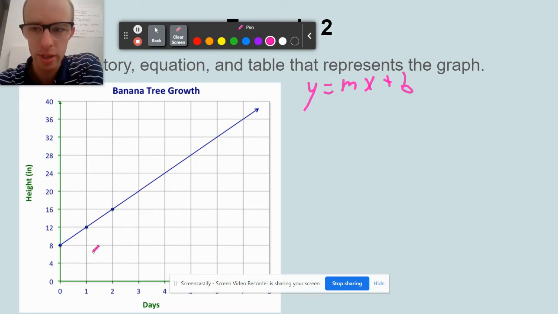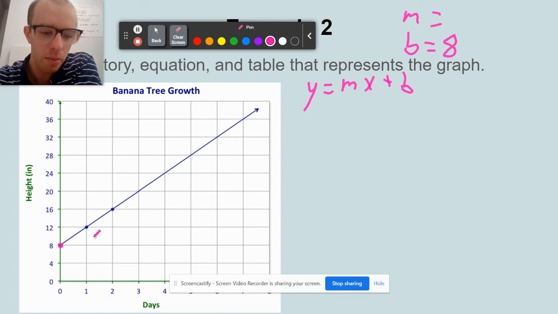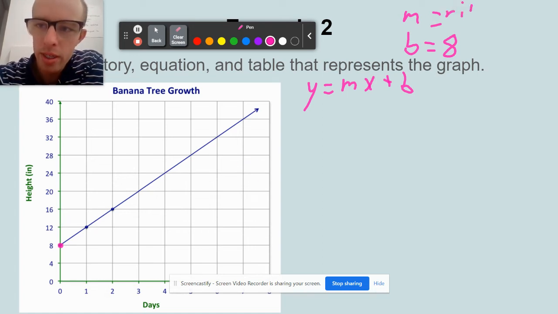So let's think about it. First thing I need to know is the beginning, right? I need m and b, so m equals, b equals. B is easiest to start off with. Where do I begin at the y-axis? Well, I begin at 8. And what's my rate of change? What's my rise over run?